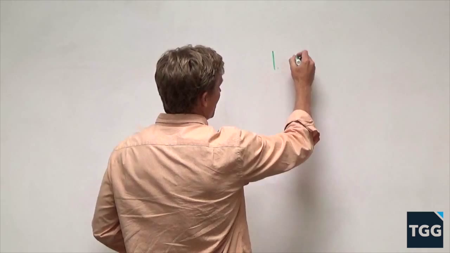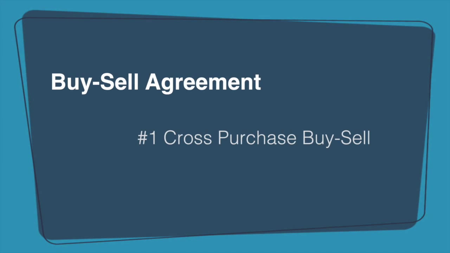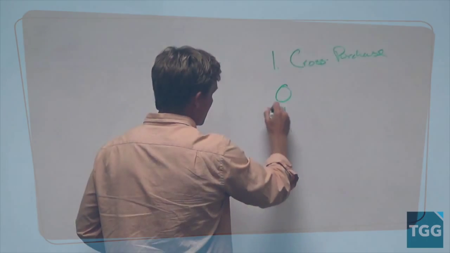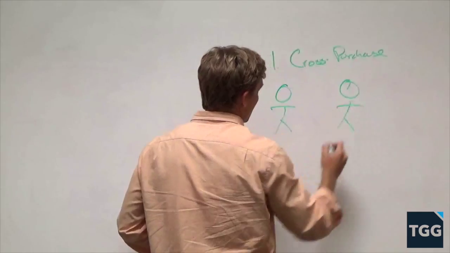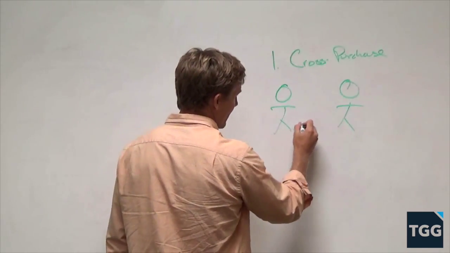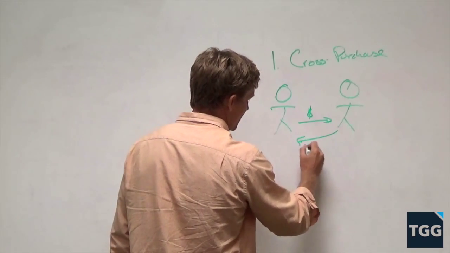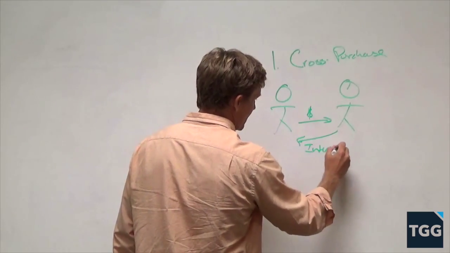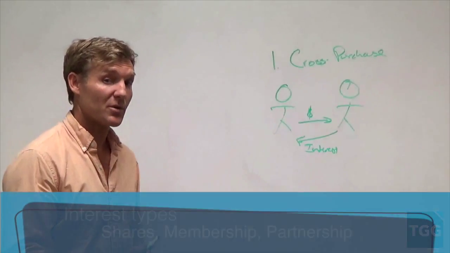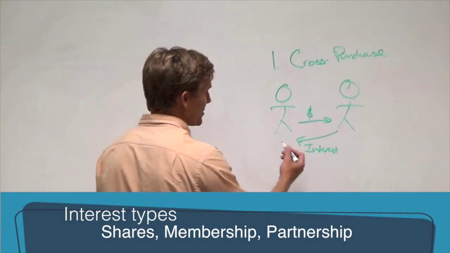The first one is what's called a cross-purchase buy-sell. A cross-purchase is very simple. It's where we have two partners or more. But if we have two partners, on death, I buy your interests for dollars, and you give me interests back in your business. Maybe shares, it might be LLC membership interests, partnership interests, whatever that is.